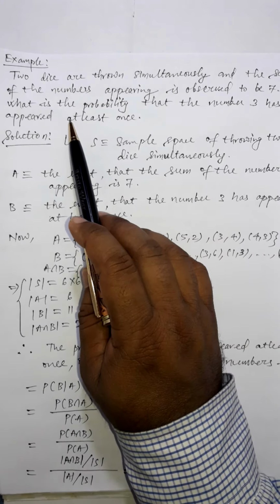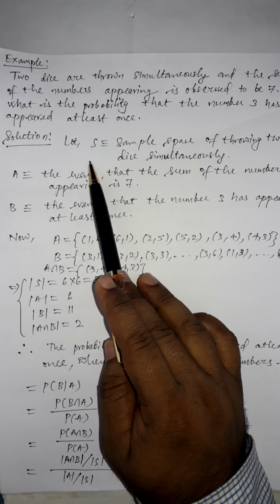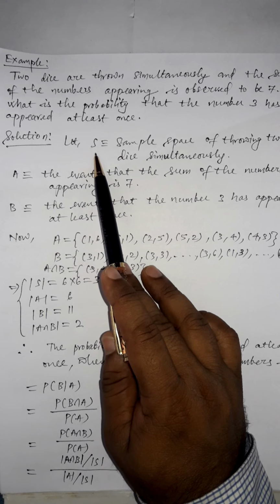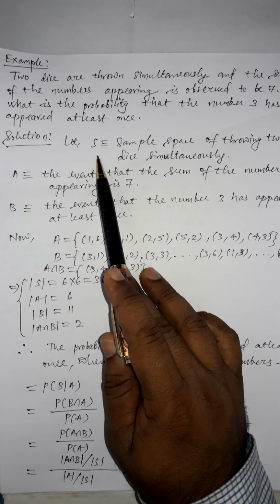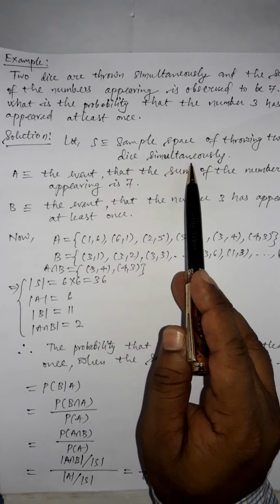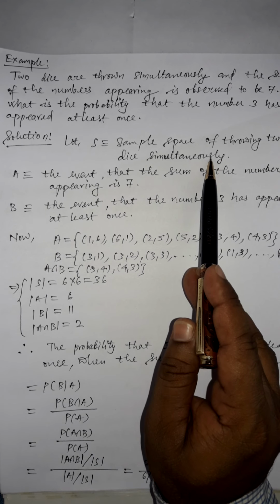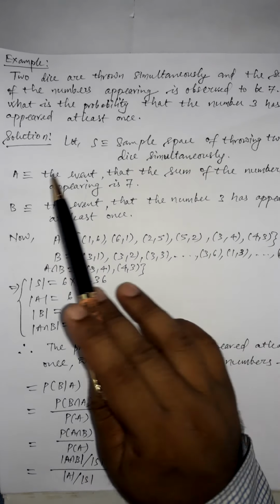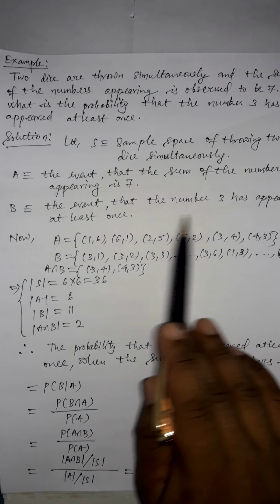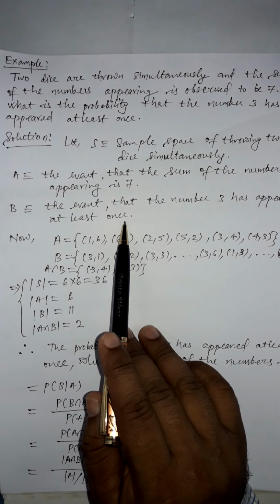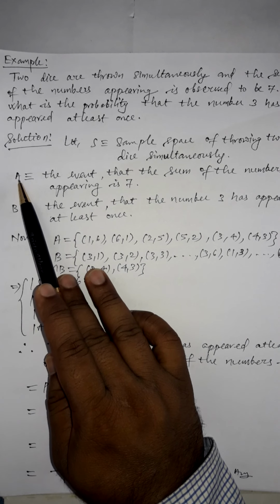So for that, our first work will be to choose the sample space. Let's name the sample space S. So S is the sample space of throwing 2 dice simultaneously. Okay friends, let A be the event that the sum of the two numbers appearing is 7, and let B be the event that the number 3 has appeared at least once. So basically what is our aim? Our aim is to find the conditional probability of B subject to A.